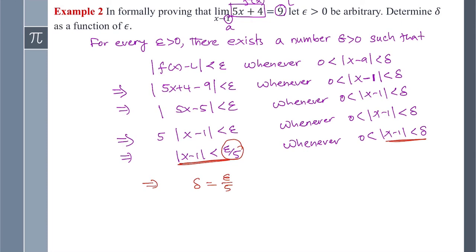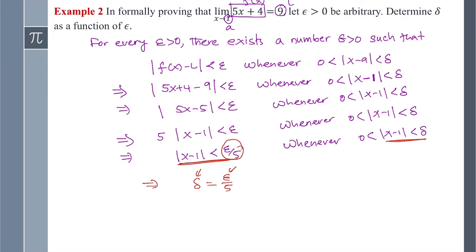So if we take epsilon equals 5, we get delta equals 1. If we take epsilon equals 1, we get delta equals 1/5, and so on. So the smaller the epsilon, the smaller the delta. The closer we get to L on the y-axis, the closer and closer we get to a on the x-axis. That's all this says, okay?